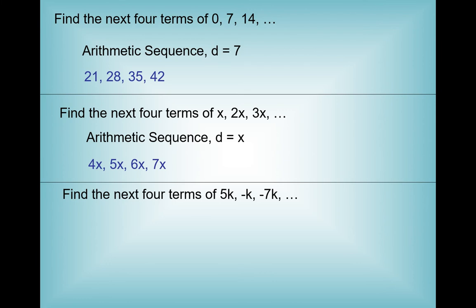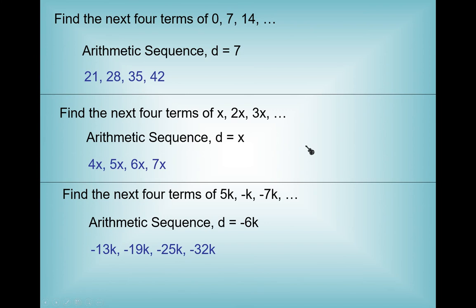Find the next 4 terms of 5k, negative k, negative 7k. Ang common difference niya ay negative 6k. So negative 13k, negative 19k, negative 25k, and negative 32k.